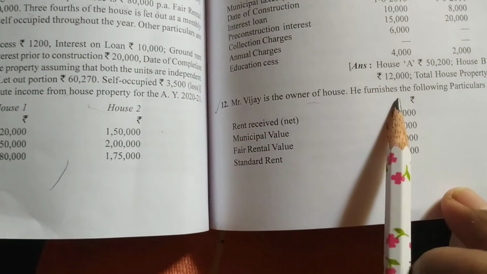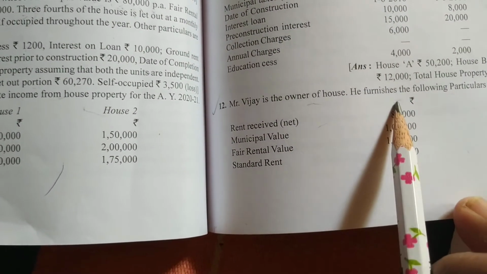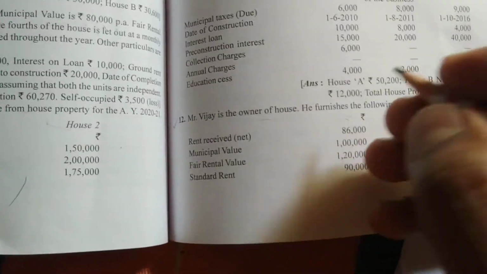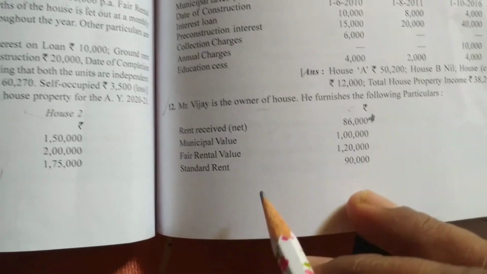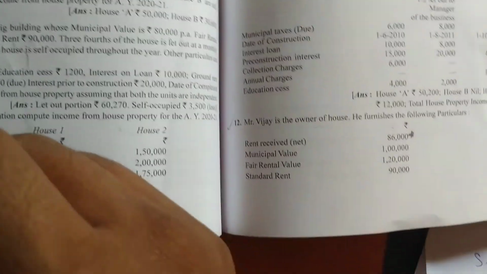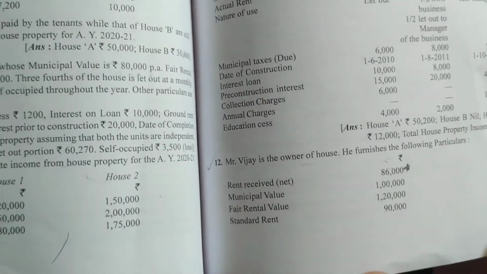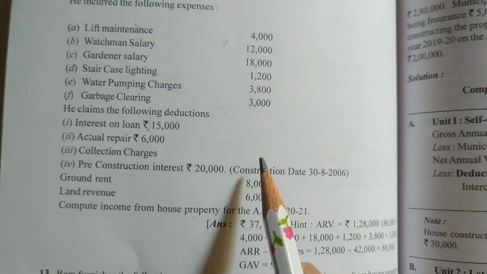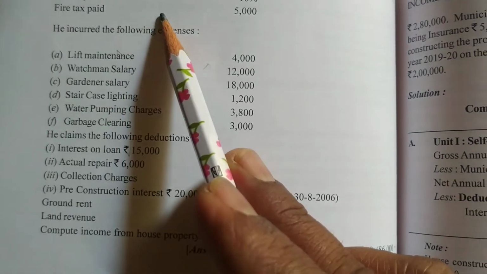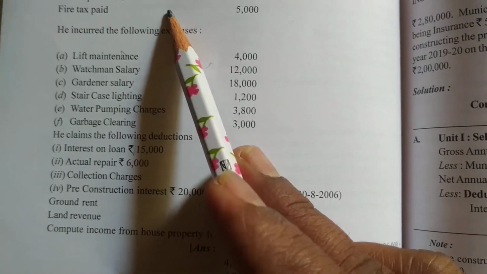Let us first read the question. Mr. Vijay is the owner of the house. He furnishes the following particulars. Rent received net, he is given 86,000. This is a change. Here we have to add some expenses. Municipal value is given, fair rental value is given, and standard rent is given. Okay, so next is what? Municipal taxes is given, fair tax is given, fire tax is given. It is paid. If it is due, we should not consider. It is paid. That's why we have to consider.